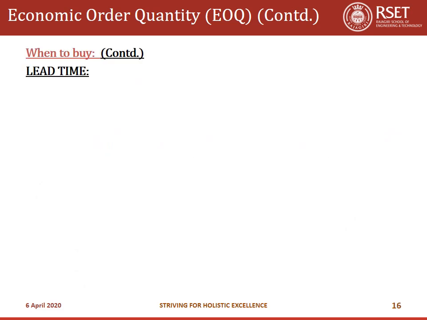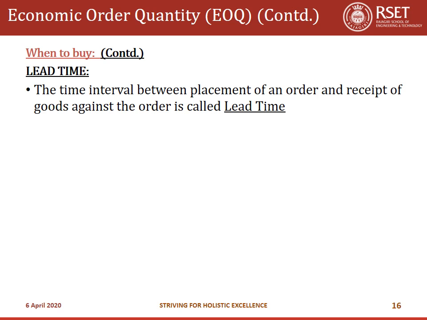So there is a concept known as lead time. The lead time was shown in the previous graph also. It is the time interval between the placing of an order and receipt of the goods. That is, you decide to place an order at a particular time, and after that a certain number of days have to pass for you to get that particular order. So the time gap between placing an order and receiving an order is known as lead time.